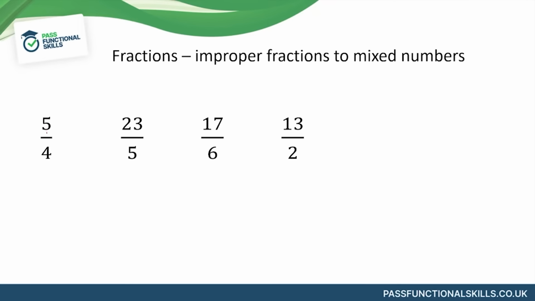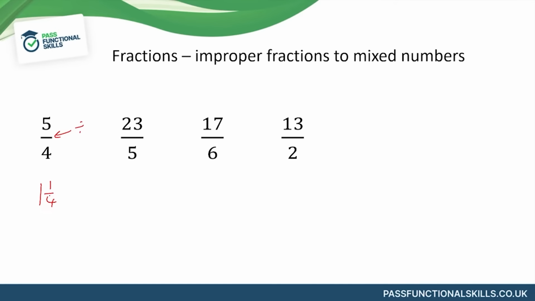Going the other way round, I'd say that this is probably slightly harder. 5 quarters, we're going to turn that into a mixed number, so a whole number and a certain number of quarters. Now we need to remember that the line of a fraction means divide. So what is 5 divided by 4? How many 4s go into 5? Well, 4 goes into 5 once with a remainder of 1, so that is 1 and 1/4.